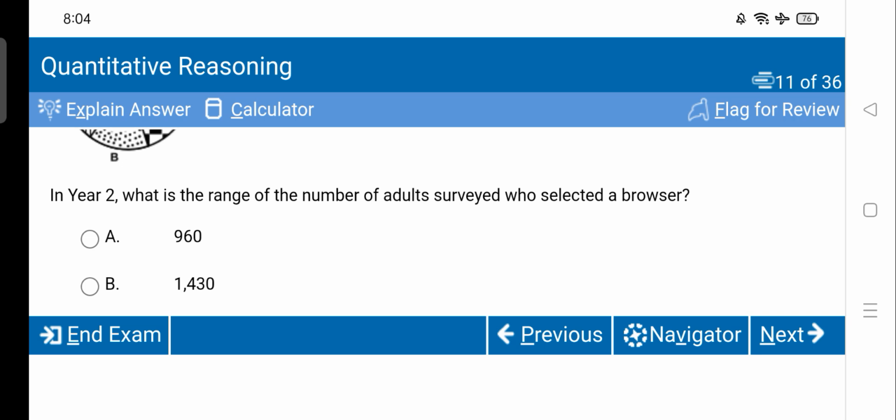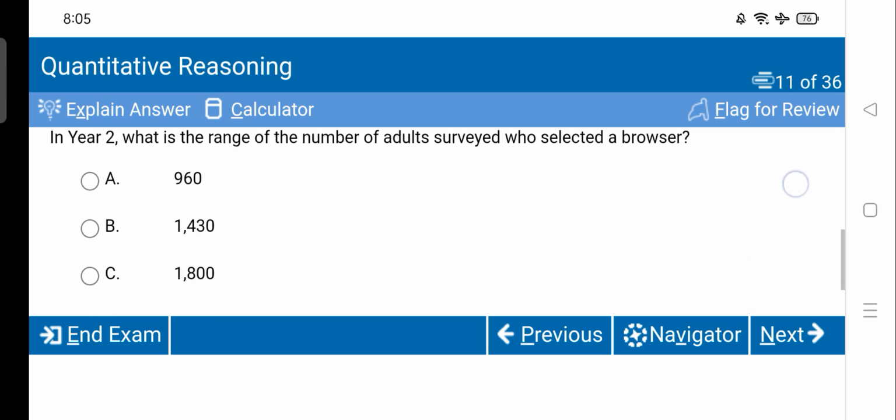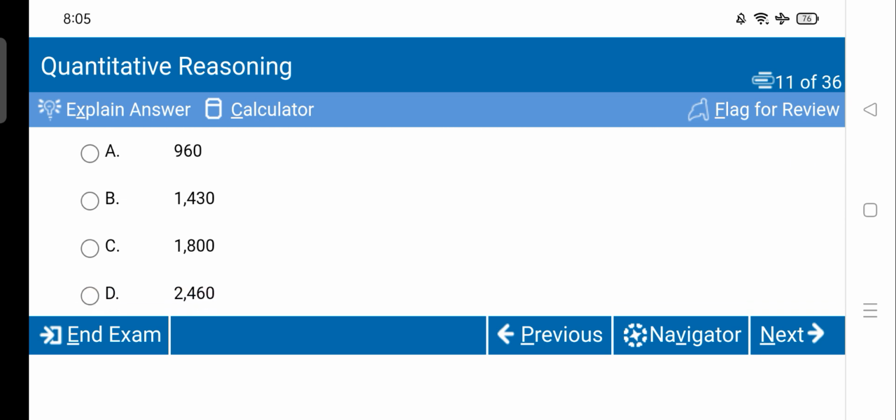Next we have that in year 2, what is the range of the number of adults surveyed who selected a browser? Option A, 960. Option B, 1430. Option C, 1800. Option D, 2460. Option E, 2700.